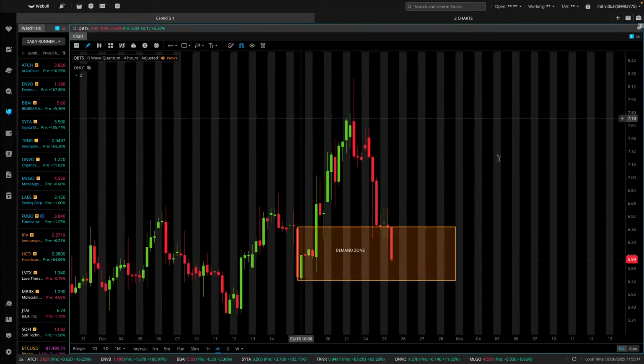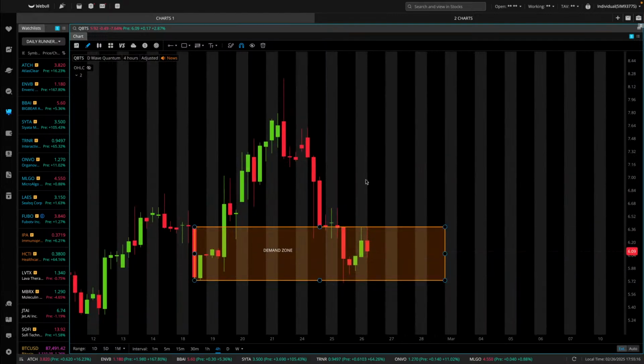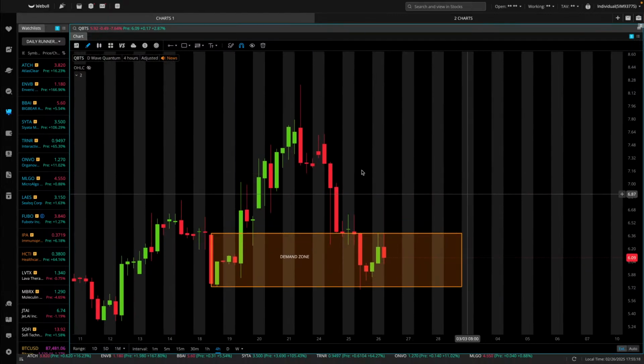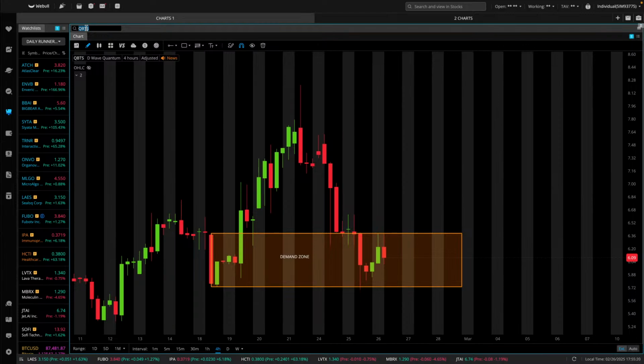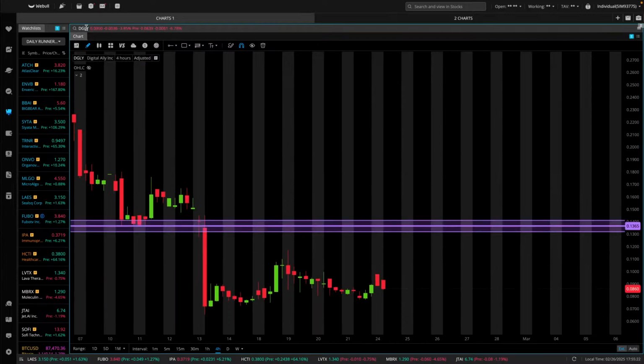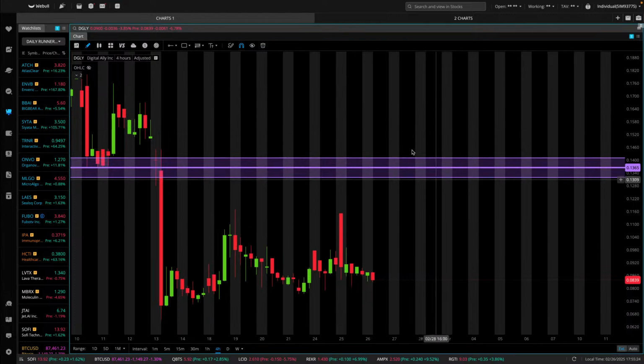QBTS. It's just in the demand zone right now. Possible reversals here. If you enter, just make sure to have a stop loss. DJLY, there are no entries unless 0.1365.